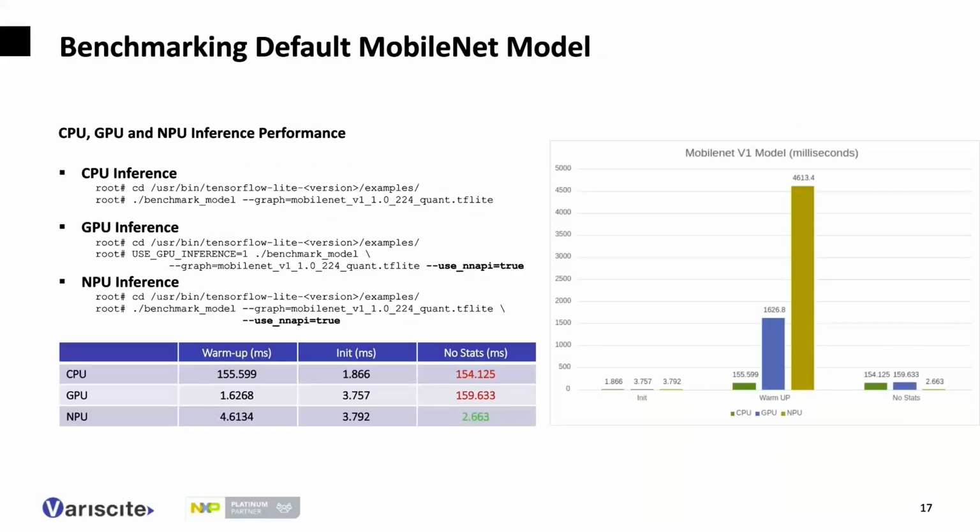And once you have your model, if you want to know how your model will behave on the i.MX 8M Plus processor, we have a tool inside of the BSP, which is the benchmark model, where you can run your model on the CPU, the GPU, and the NPU core. And that's the way you do it. You can see here that I'm running a default model that comes with our BSP, which is MobileNet. And we can see that the NPU is way faster than all the other cores.